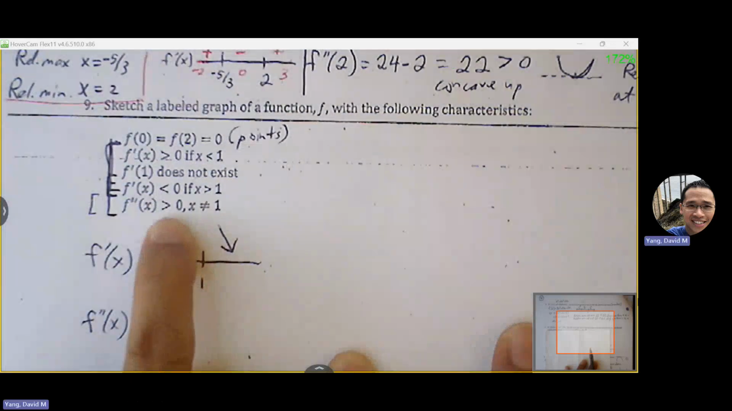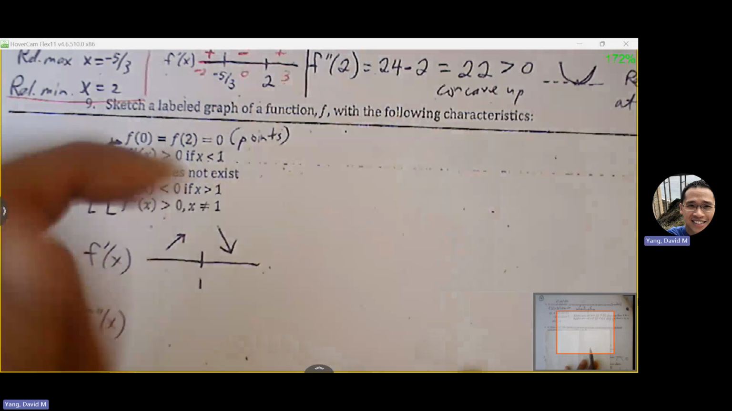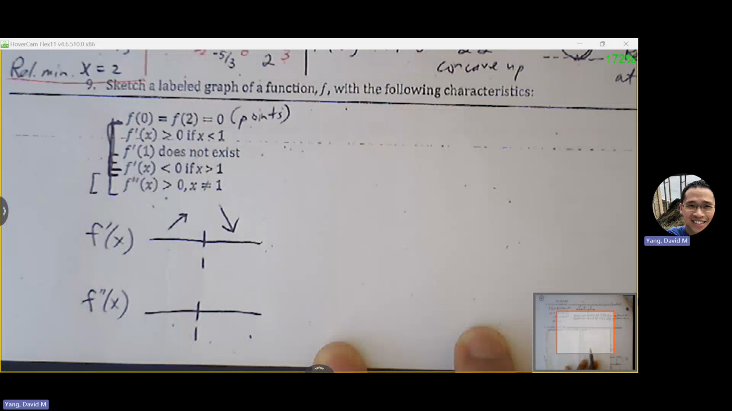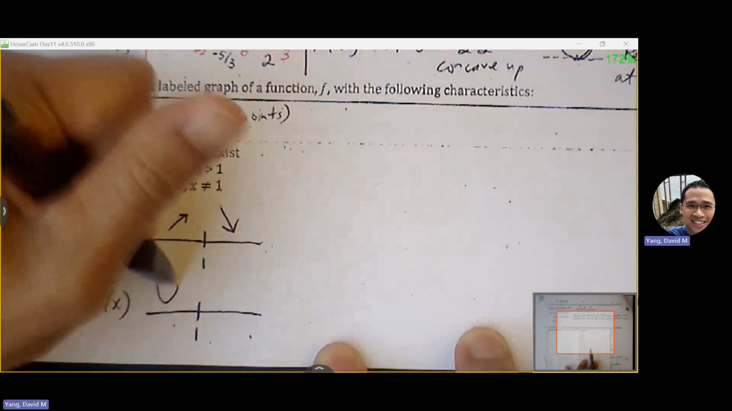f double prime of x is greater than 0. What does that mean? Concave up. Where is the graph concave up? Everywhere except 1. So they are giving us information about x, so that's going to be your critical point there as well. So you can also place 1 onto your f double prime sign line. But it's concave up everywhere, so concave up, concave up.